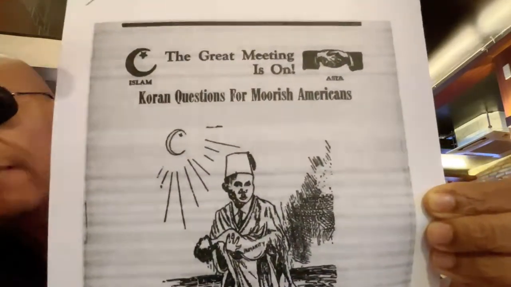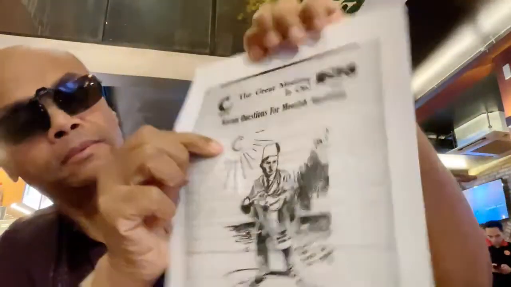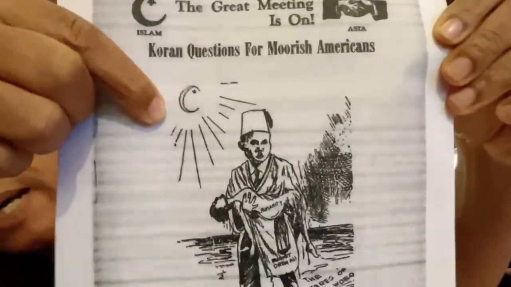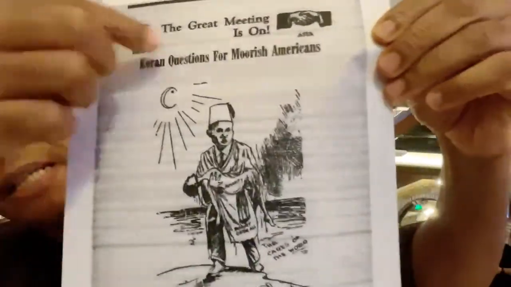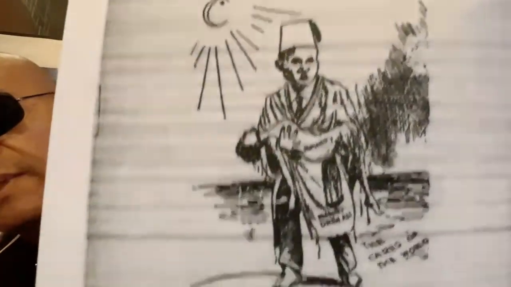Take a look at the images in the header. Take a look here. The crescent and the moon. I'm sorry, the crescent and the star is not the moon. Take a look at that. Also the fez. Take a look.